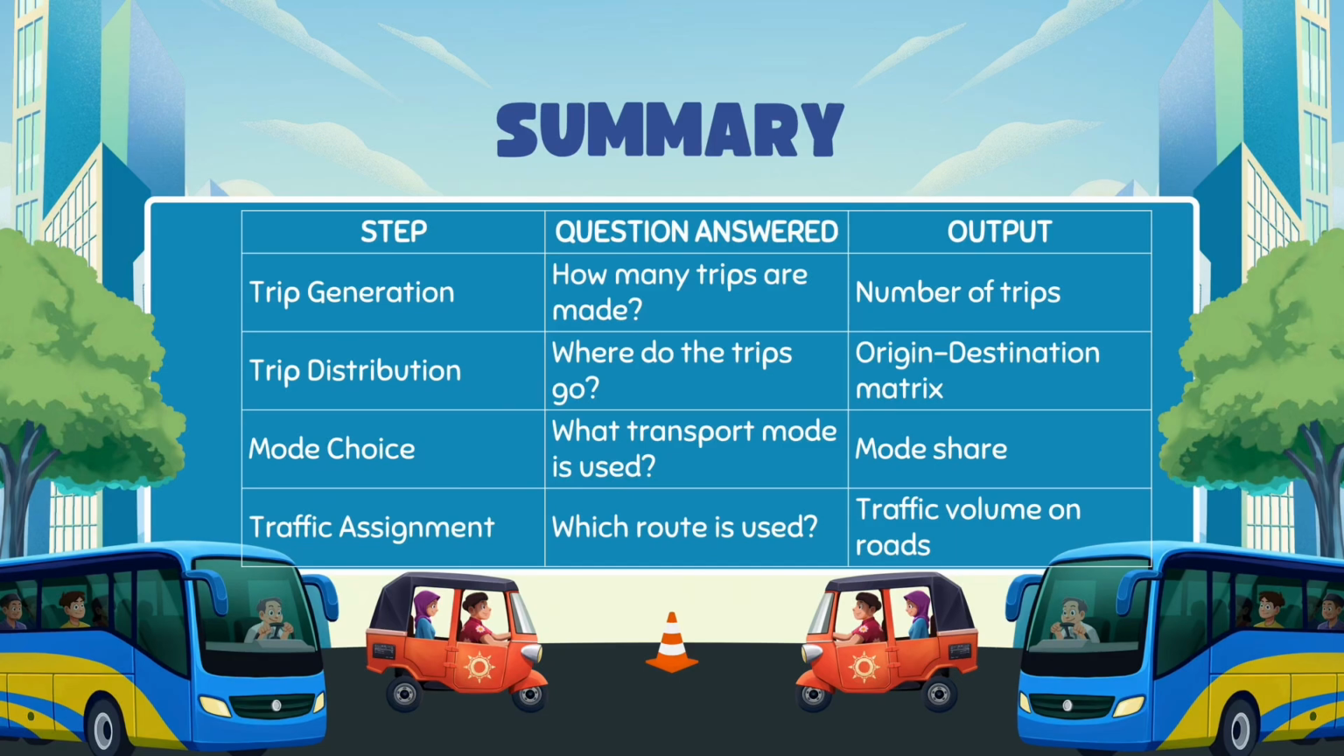So in summary, we have the step trip generation. The question answered is how many trips are made, and the output is the number of trips. For trip distribution, where do the trips go? The output is the origin-to-destination matrix. For mode choice, what transport mode is used? The output is mode share. And for traffic assignment, the question is which route is used? The output is traffic volume on roads.